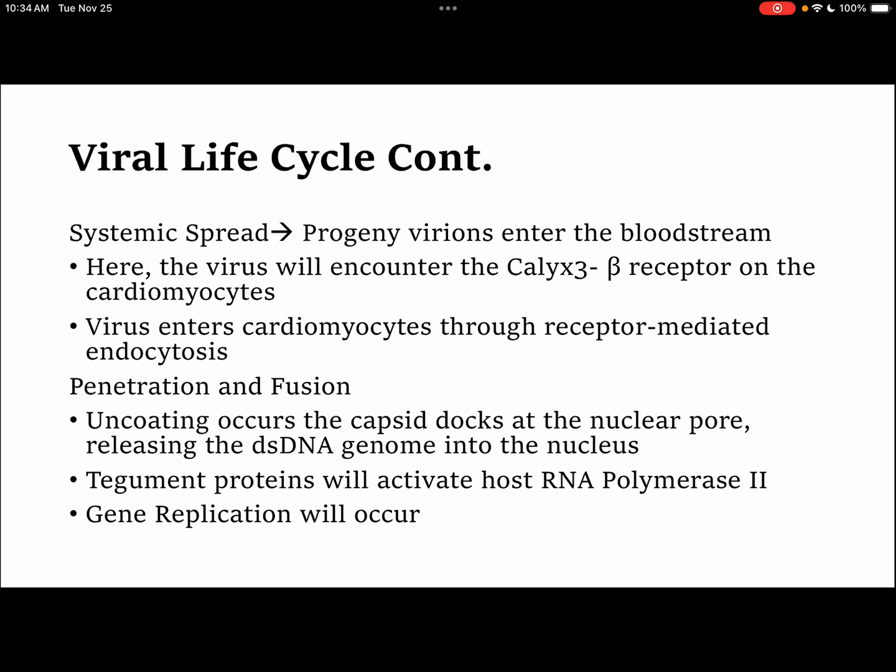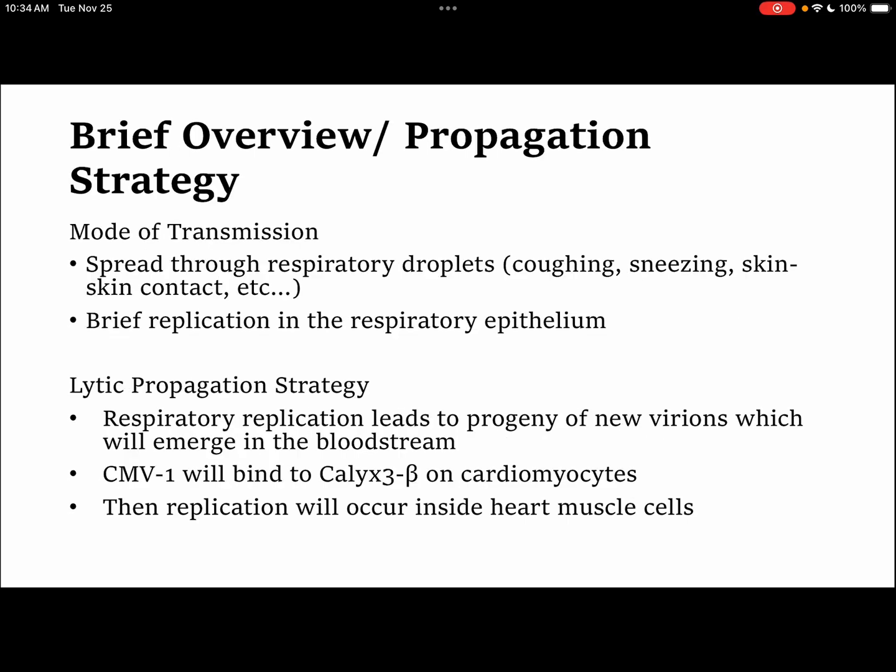We're going to see that systemic spread, penetration and fusion, and the uncoating of the capsid at the nuclear pore, thus releasing that double-stranded DNA genome into the nucleus. And just, again, that brief overview of its propagation, where it's going to follow that lytic propagation strategy. We're going to see that binding. Once that binding to the calyx 3 beta receptor is initiated, the virus will begin to replicate aggressively, thus rupturing those cells and contributing to that viral myocarditis that we had mentioned earlier.